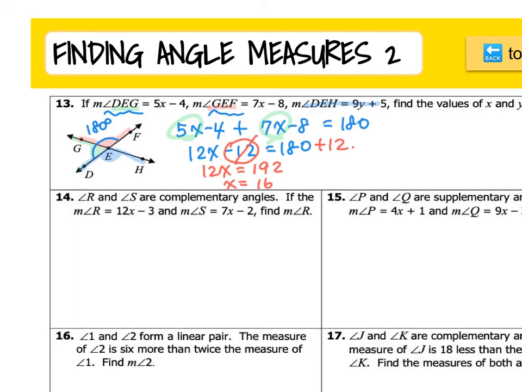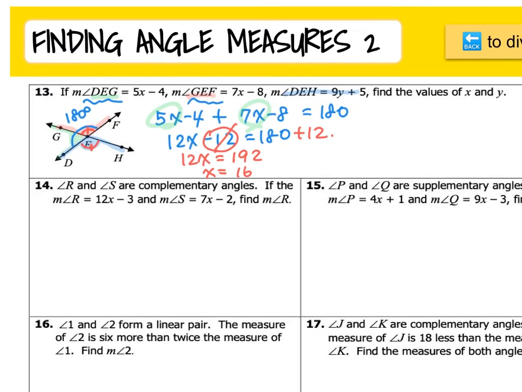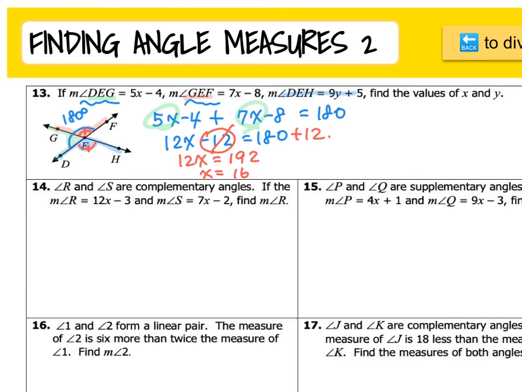So for y, we can set up angle GEF and angle DEH. They are vertical angles. They are facing each other, right? So if they are vertical angles, that means they are congruent. So let's set up that equation. 9y plus 5 equals the angle GEF, which is 7x minus 8.